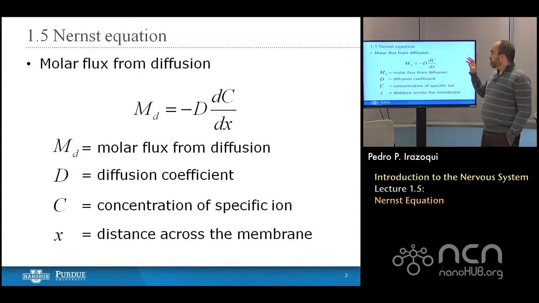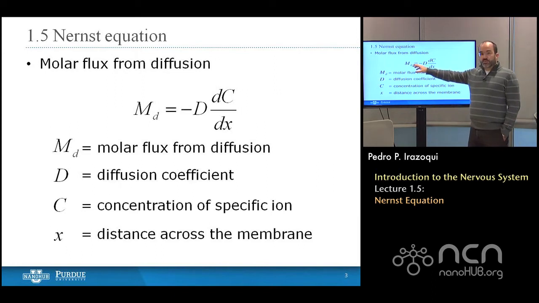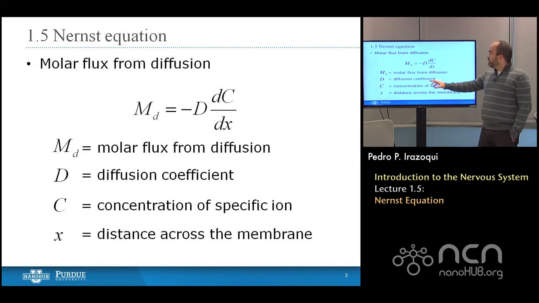And so the molar flux from diffusion is a known equation. The flux from diffusion, M sub d, where M is the molar flux and d is for diffusion, will be equal to the negative diffusion coefficient D multiplied by the derivative of the concentration with respect to x, where the concentration is a function of x, and x is the distance across the neuronal membrane.